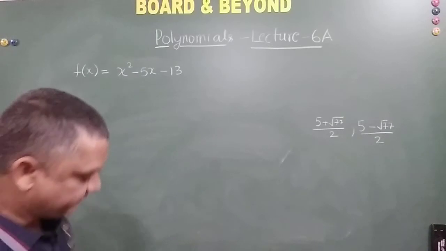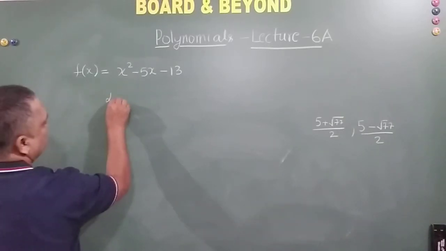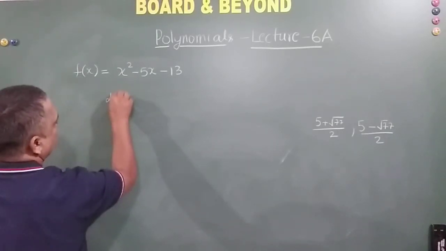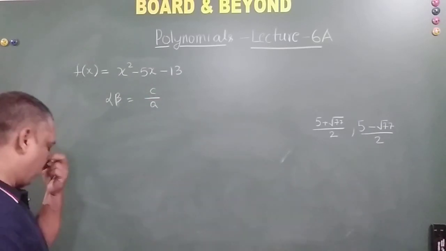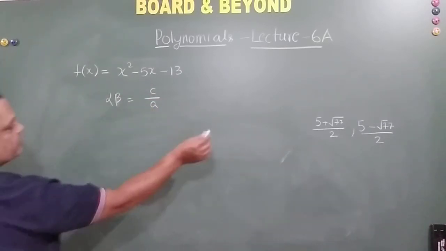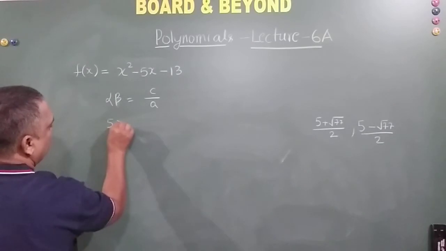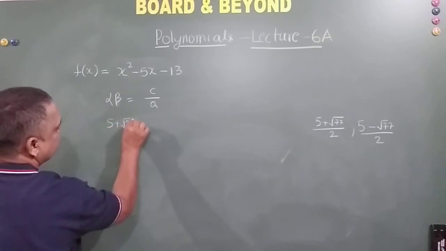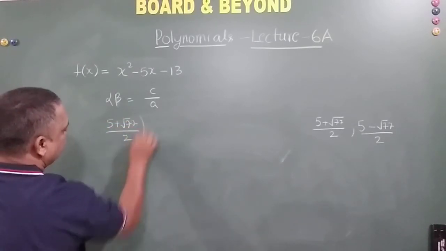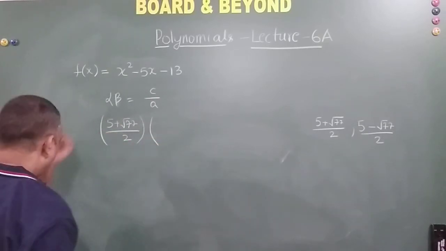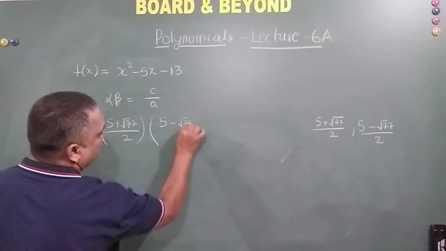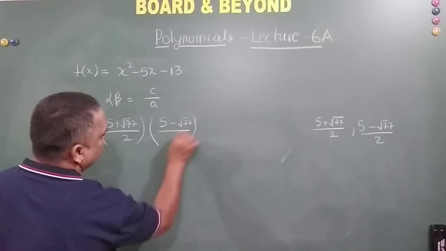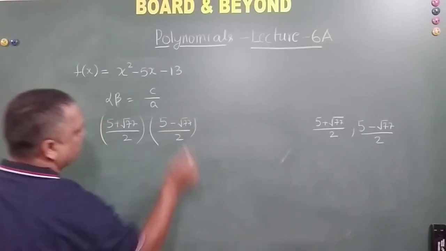So the product of the roots, what does it say? Alpha into beta is equal to c by a. You remember all? Okay. So alpha is how much, my friends? 5 plus root 77 by 2 into 5 minus root 77 by 2, right?